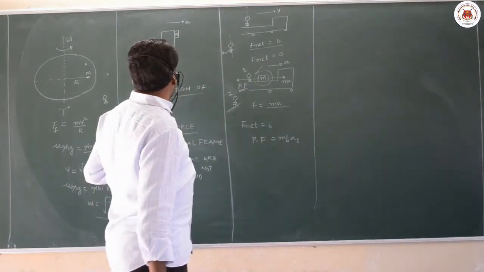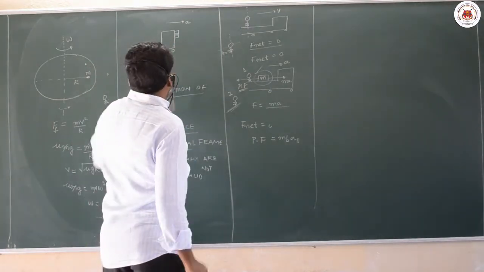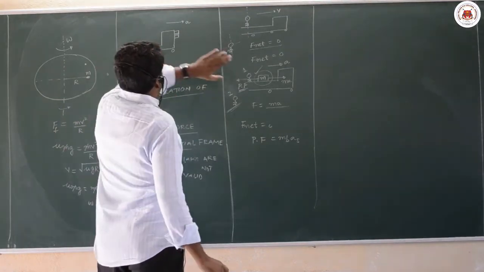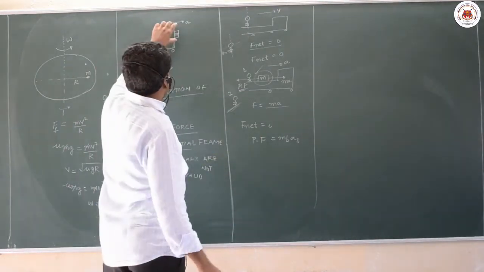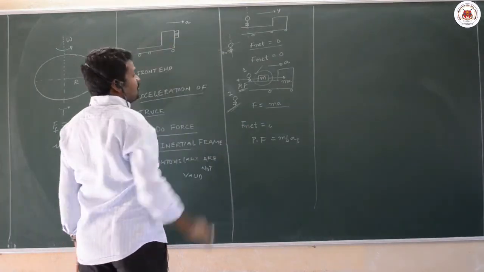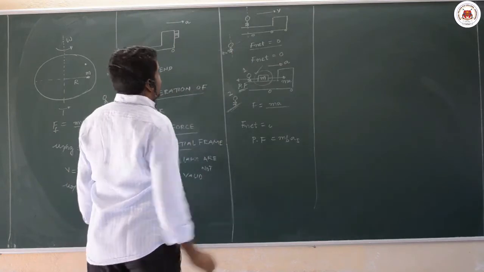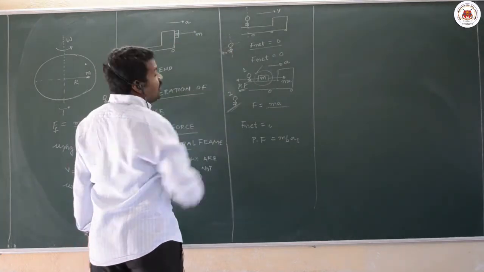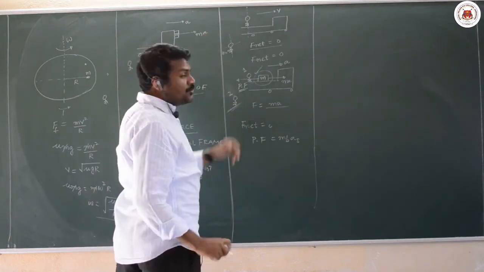In this example also, this block is at rest. But if a person is observing from outside, you feel that the block is moving forward along with that lorry. So what is the meaning of this? It is at rest, but we feel that some force is acting, that force is ma, where m is the mass of this block and a is the acceleration of the system. That's why we call it pseudo force.